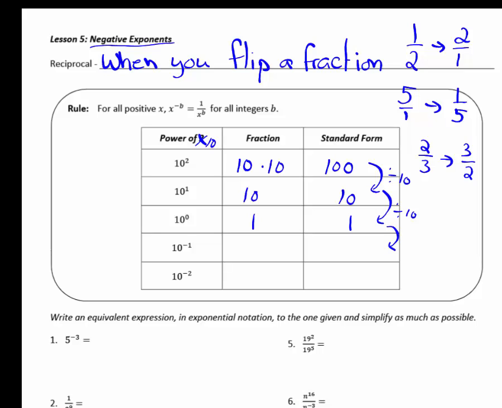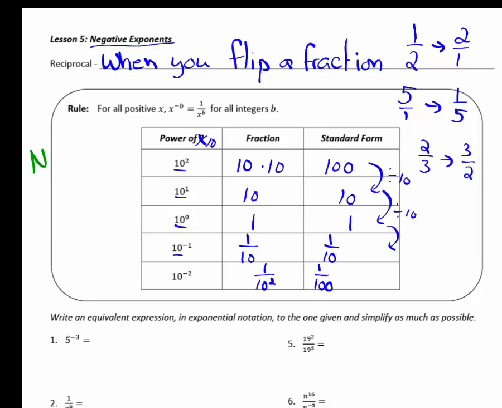So if I continue that pattern, and the reason that it's 10 is because that's what we have as a base, this is going to be 1 divided by 10, which is 1/10. This is going to be 1 divided by 10 squared, which is 1/100. So our rule, a negative exponent, and you better be writing this down.